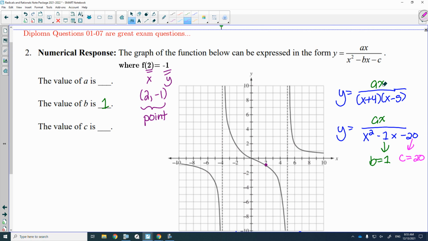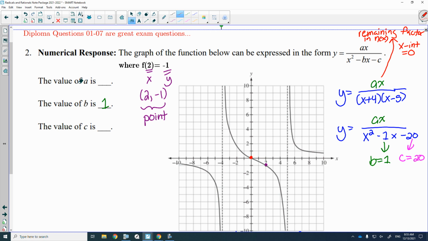Remember that I said if you have a remaining factor in your numerator, that's your x-intercept. So this x, that's a remaining factor in my numerator. So that is my x-intercept. X-intercept at 0. Remember, if the x-intercept on this graph was at 3, then your remaining factor would be x minus 3. The remaining factors are always going to give you your x-intercept.